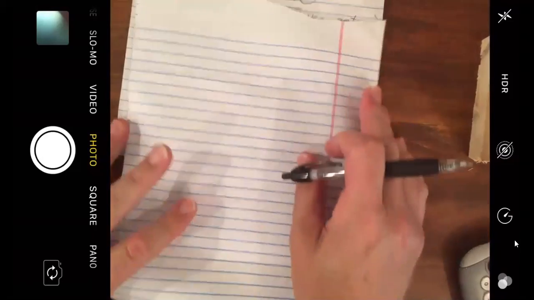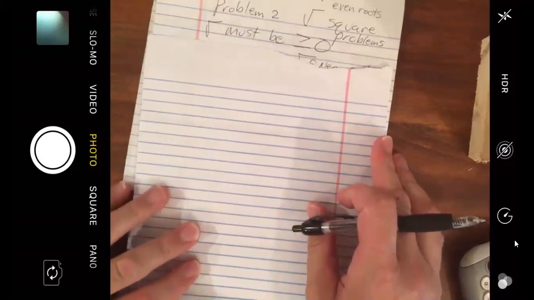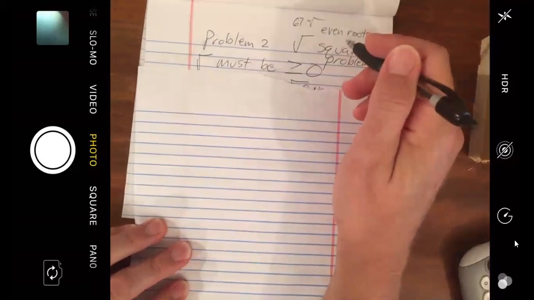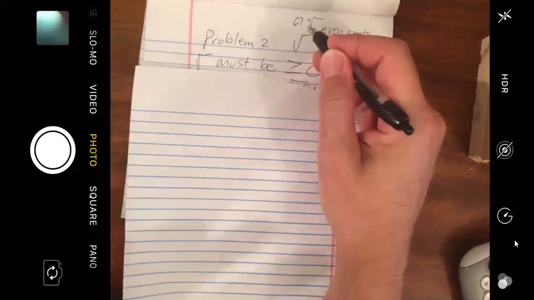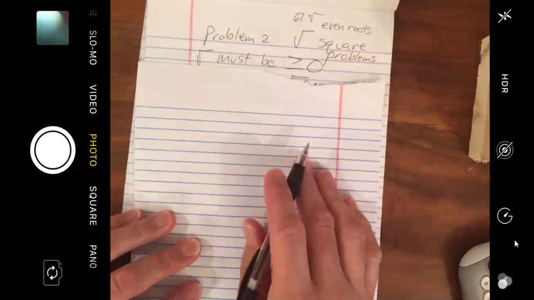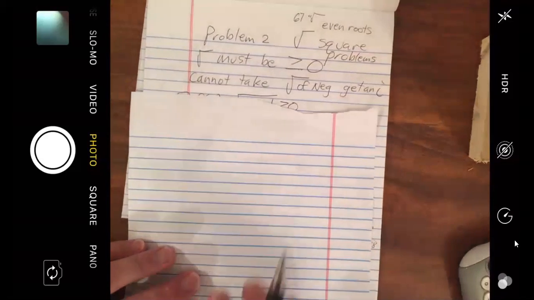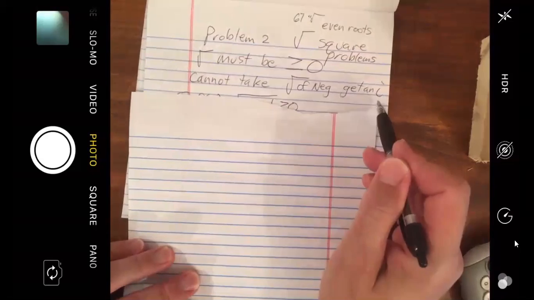Square roots must be greater than or equal to 0. And it's really even roots as well, because there's a fourth root problem in 67. It's got the same problem. You cannot put negative numbers into square roots. You get an i. You cannot take square roots of negatives. You get an i. It's illegal.